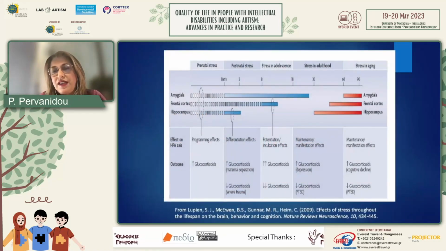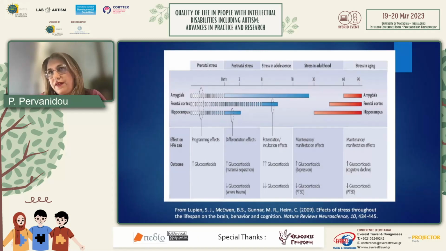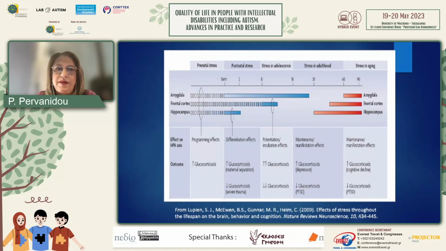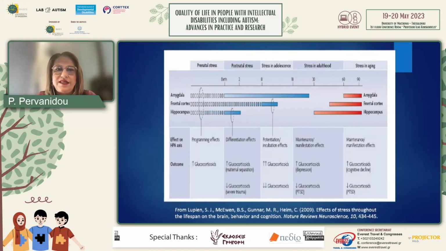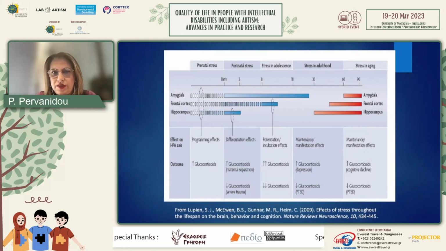Stress has different effects across the lifespan. During the prenatal period and the first years of the postnatal period, stress has a very powerful role because of the programming effects on the brain, and specifically in these areas, the amygdala, the frontal cortex, and the hippocampus, through the actions of glucocorticoids.